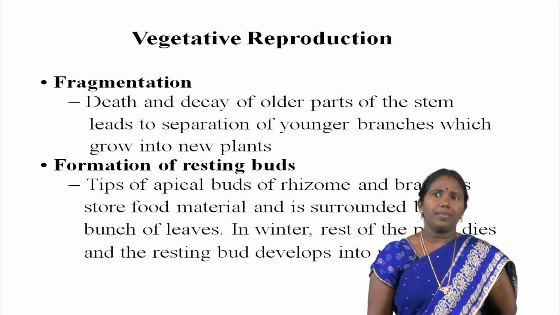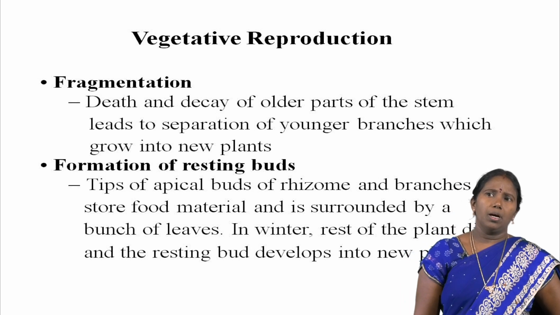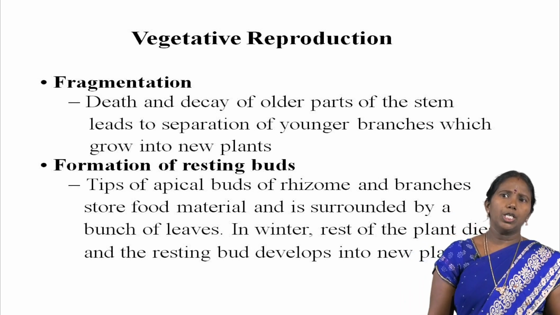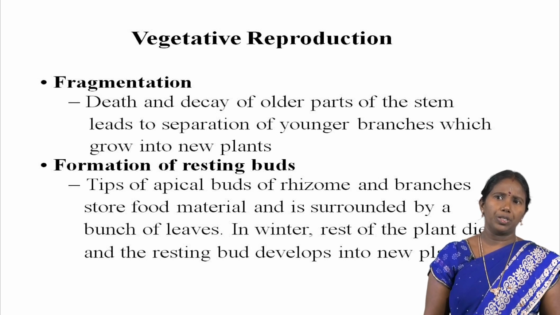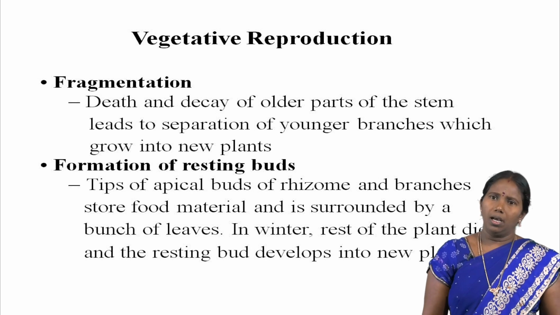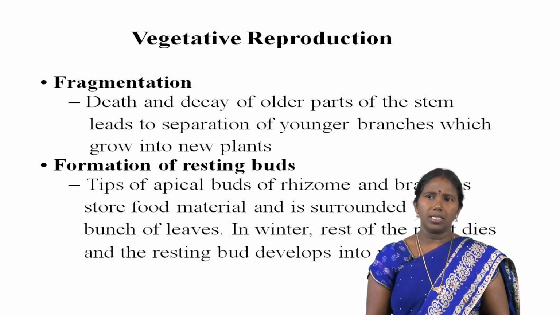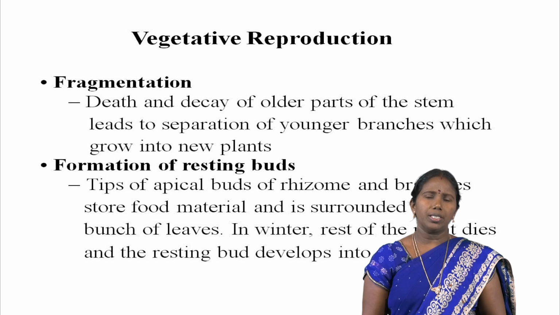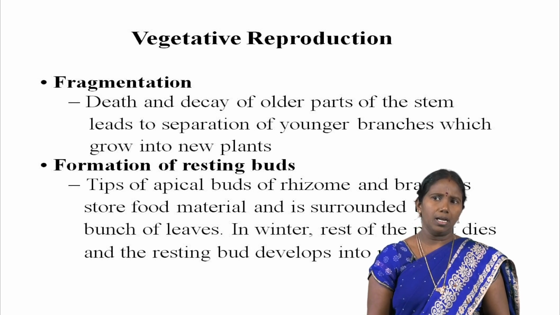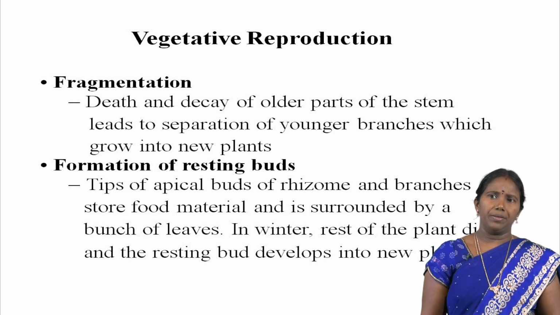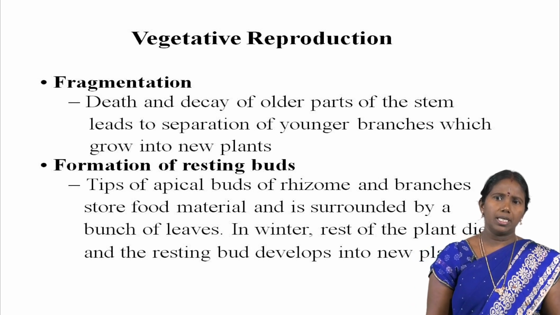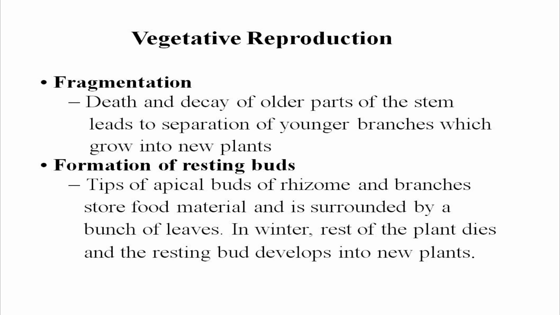Fragmentation: death and decay of older parts of the stem leads to separation of younger branches which grow into new plants. Formation of resting buds: the tips of apical buds of rhizome and branches store food material and are surrounded by a bunch of leaves. In winter, the rest of the plant dies and the resting buds develop into new plants.